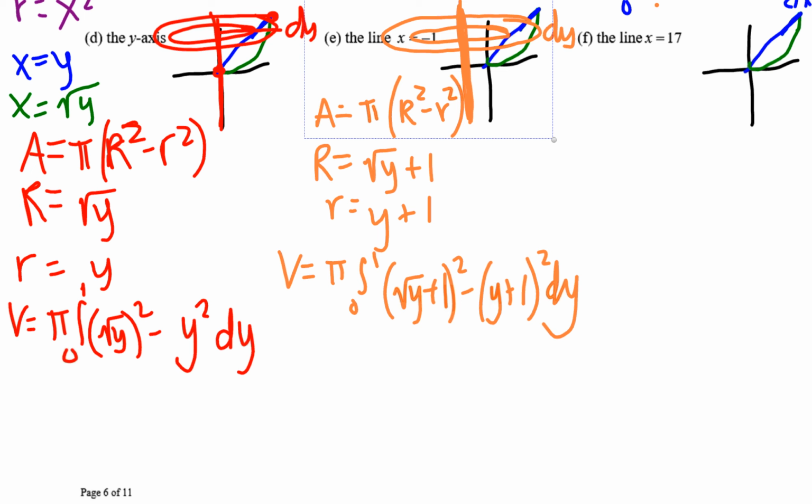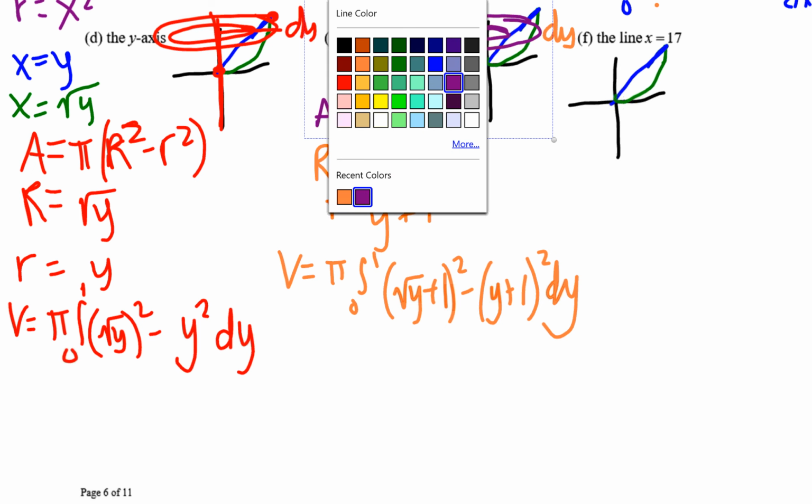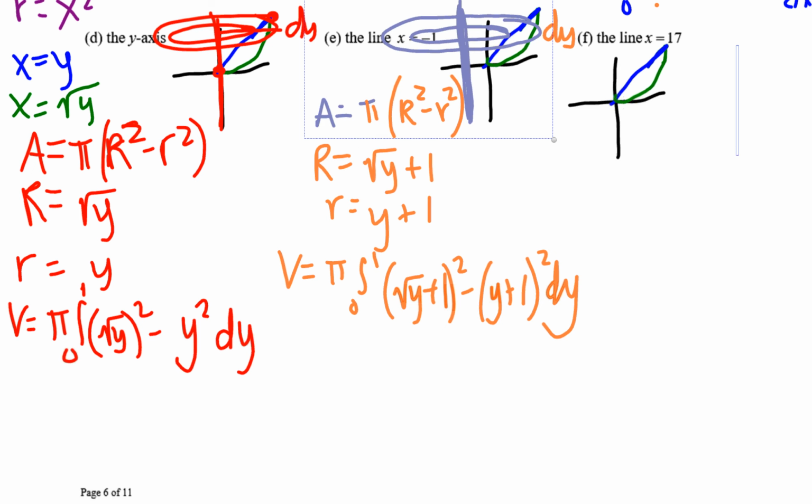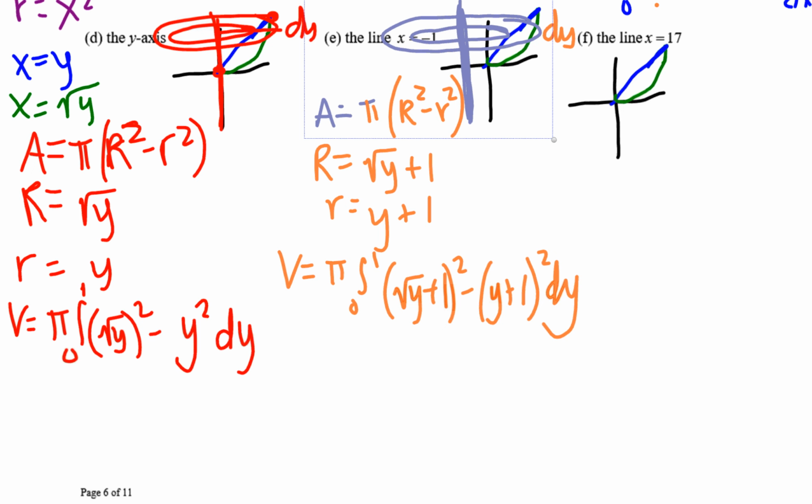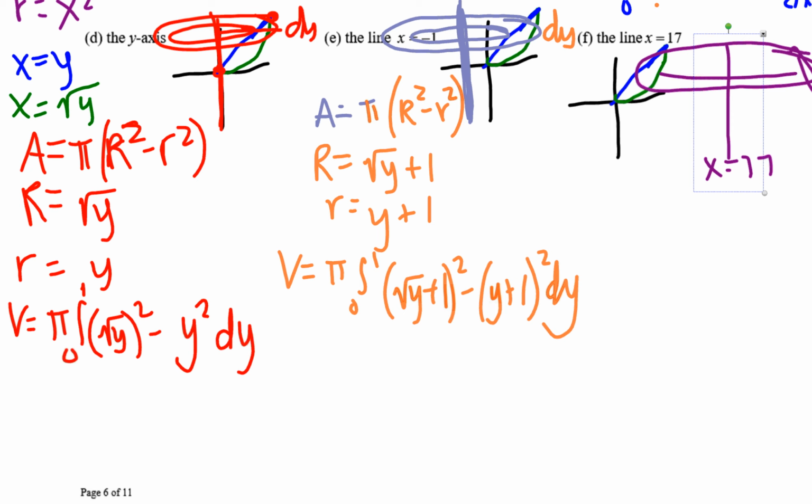I guess we could set up this last one, why not? The line x equals 17. Well, that would be, let's move that on over. That would be somewhere over here. We'll do this color. There. Somewhere way over there. That's x equals 17. So you'd have a really big washer with a really big hole.